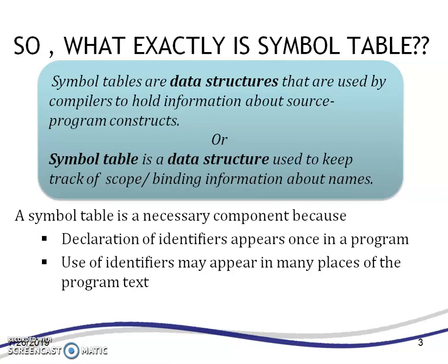So, what exactly is a symbol table? A symbol table is nothing but a data structure which is used by a compiler to hold the information about the source program constructs, or we can also define it as a data structure used to keep track of scope and binding information about the names. A symbol table is a necessary component because the declaration of an identifier appears once in a program, but it is referred to in various places. An identifier may appear in many places of the program text.